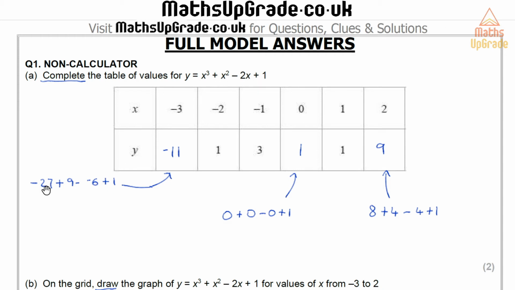So it's x cubed plus x squared, subtract negative 6. So when you're subtracting negative 6, be careful with that, then add 1. And that gives negative 11. So that's 2 marks for that question there.